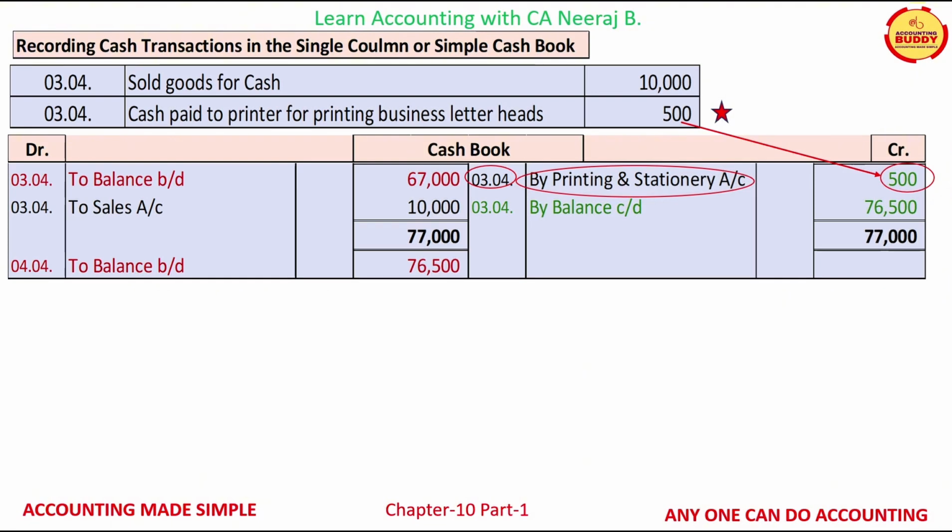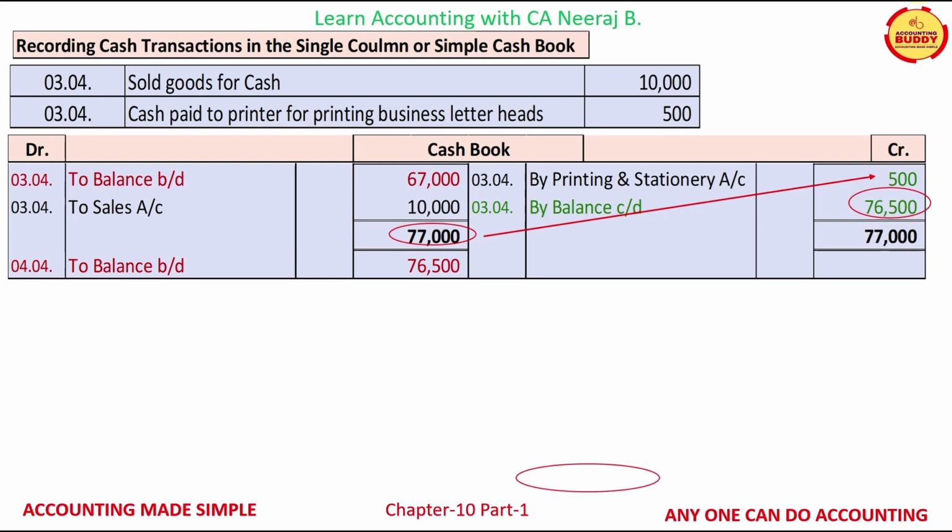Now when from the total of the left hand debit side, the total of all the right hand credit side transactions is deducted, we are left with an amount of $76,500, which will be shown on the right hand credit side of the cash account by writing the words by balance carried down at the end of the day of 3rd April. Post which the left hand debit side will be equal to the right hand credit side of the cash account, and thus the account is said to be balanced.